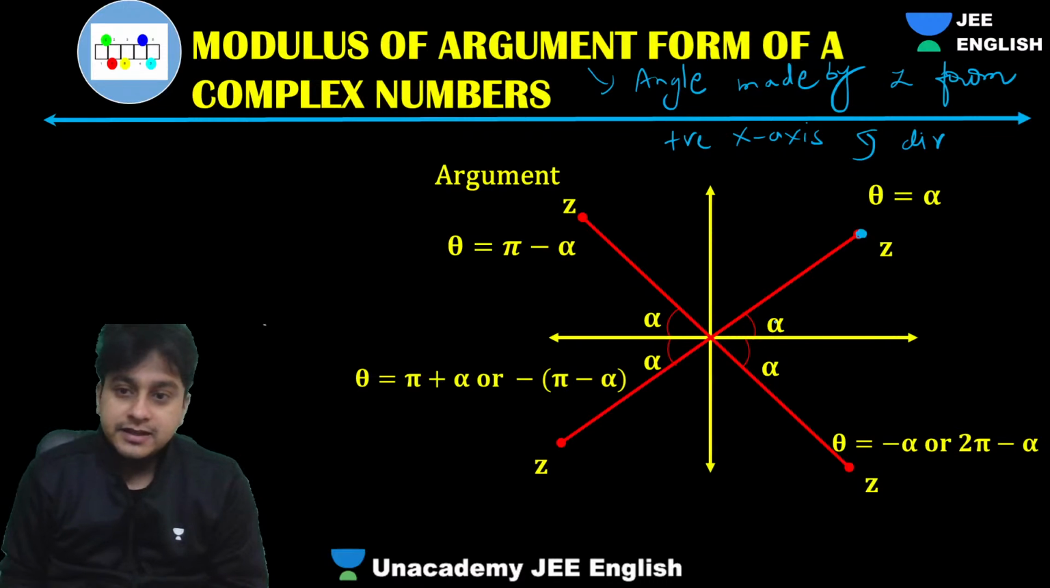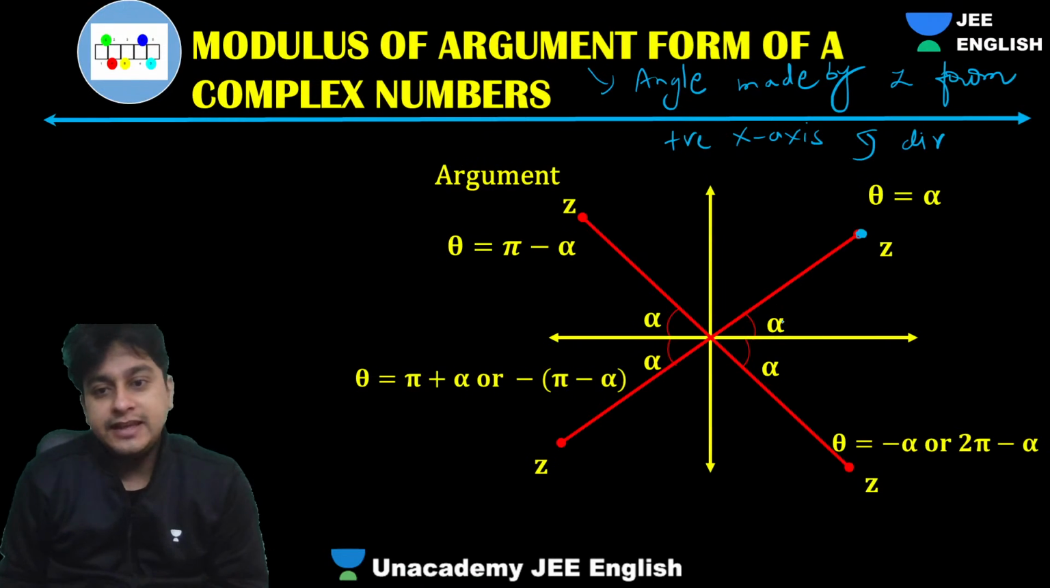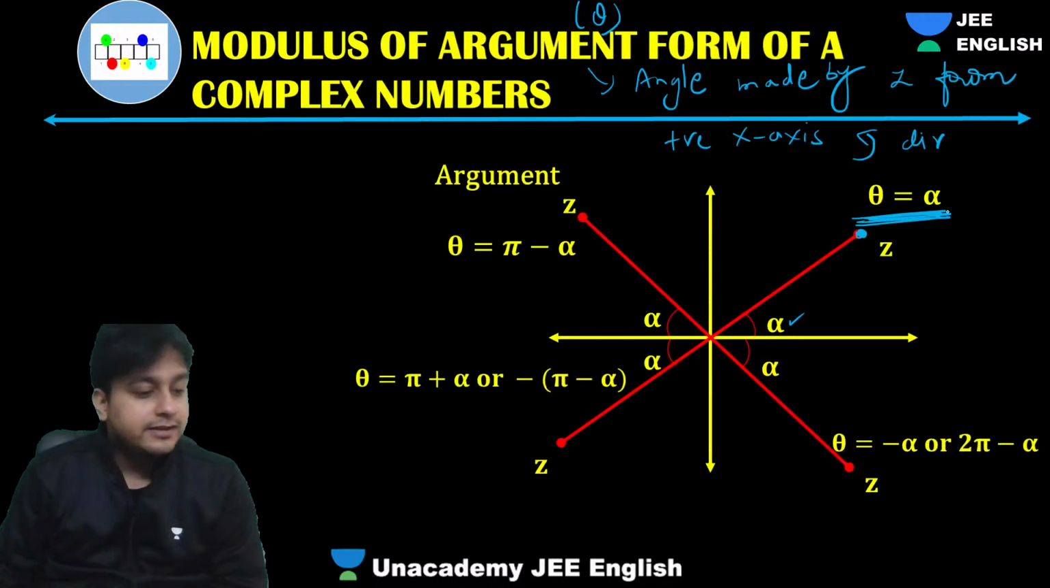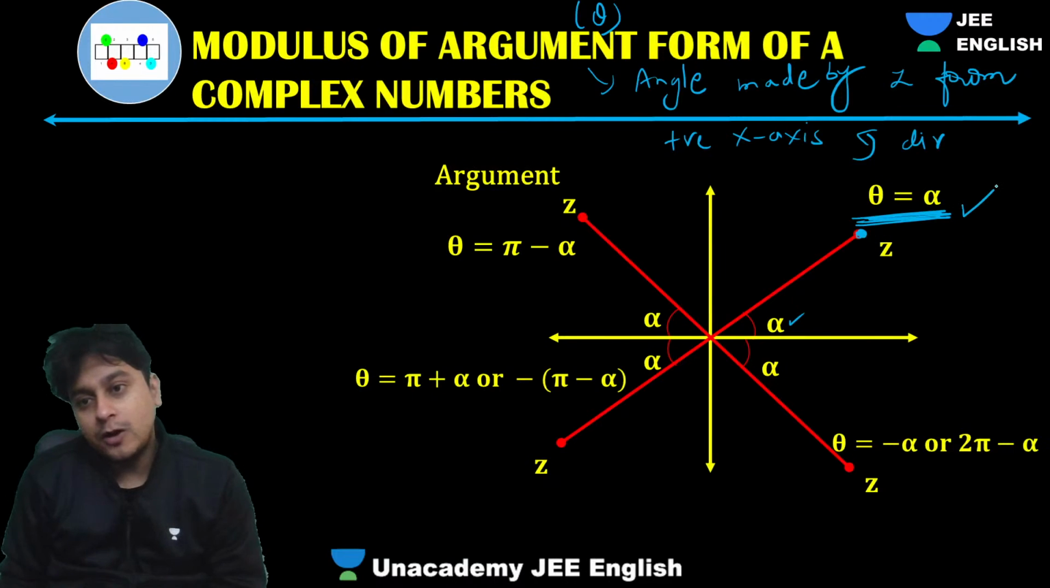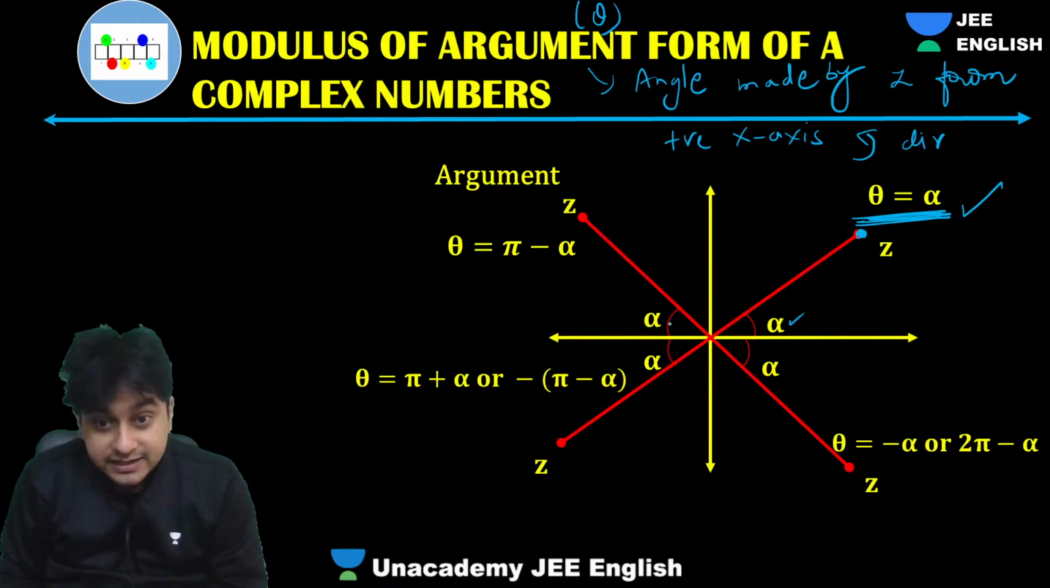Okay, so guys, let's suppose this angle is alpha. Okay, so guys, argument I am denoting by theta. So argument is denoted by theta. Okay, so the theta will be nothing but alpha, right? So that is my argument of the complex number. Now let's suppose this angle is alpha for the time being.